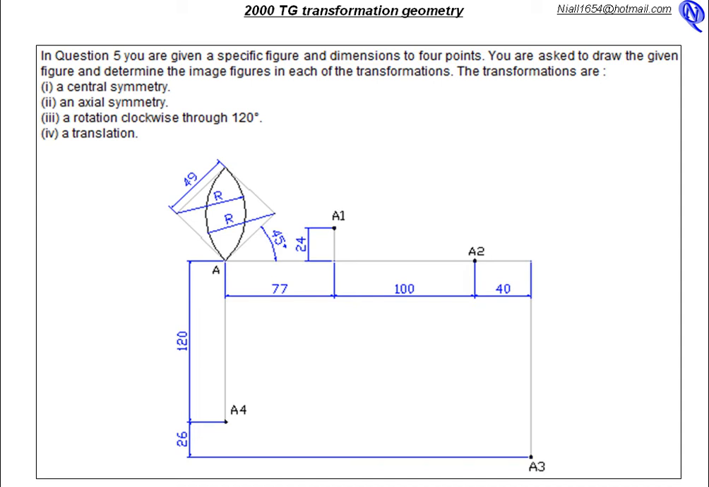In question 5, you are given a specific figure and dimensions to 4 points. You are asked to draw the given figure and determine the image figures to each of the transformations. The transformations are central symmetry, axial symmetry, a rotation clockwise through 120 degrees, and a translation.